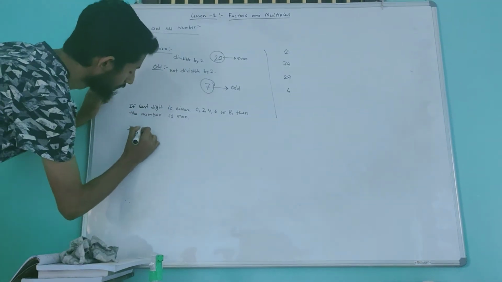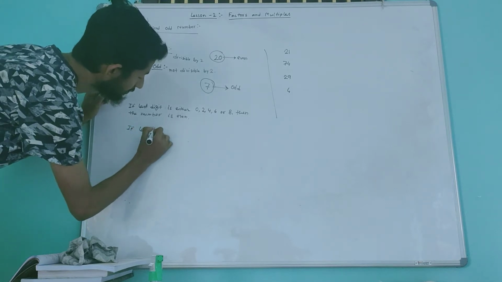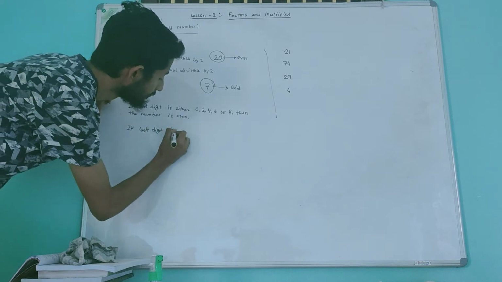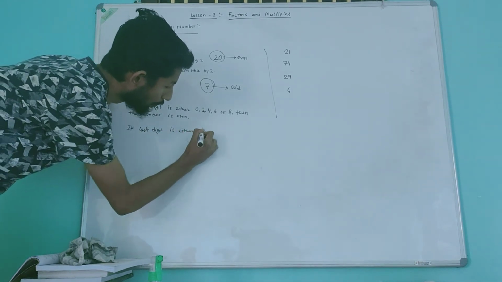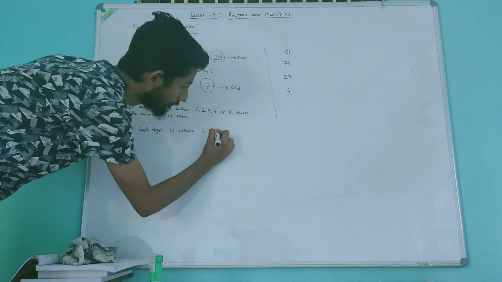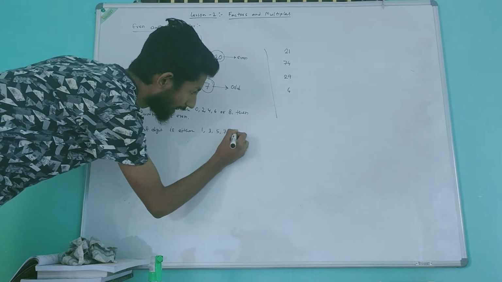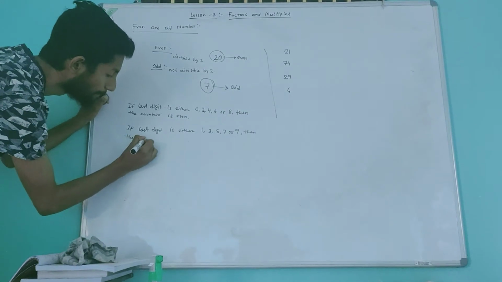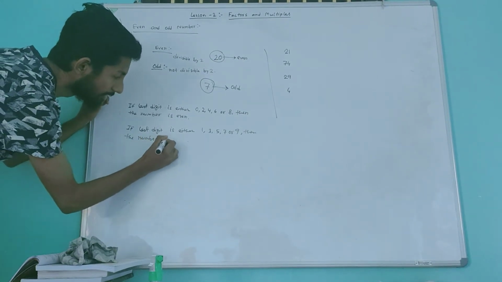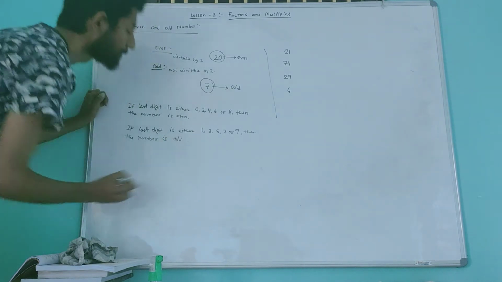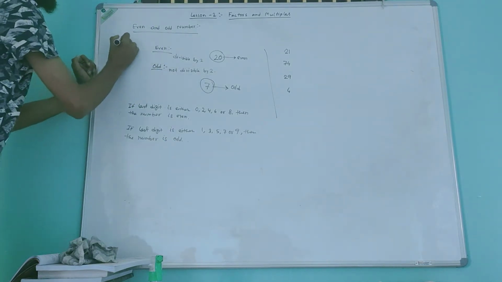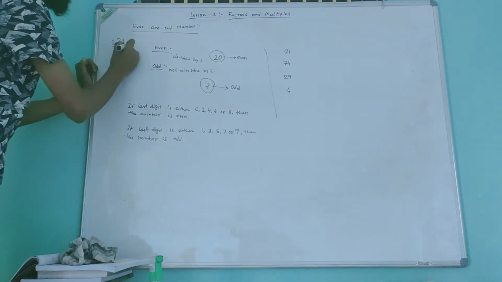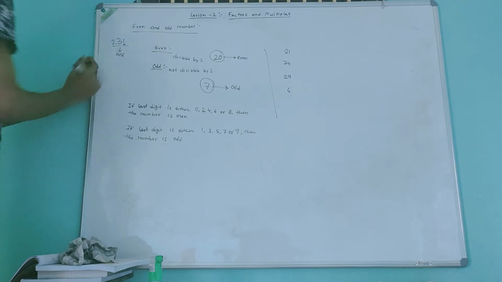If the last digit is either 1, 3, 5, 7 or 9, then the number is odd. Suppose there is written 231. The last digit is 1. So it is an odd number.